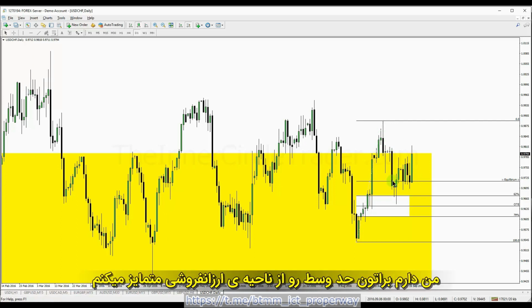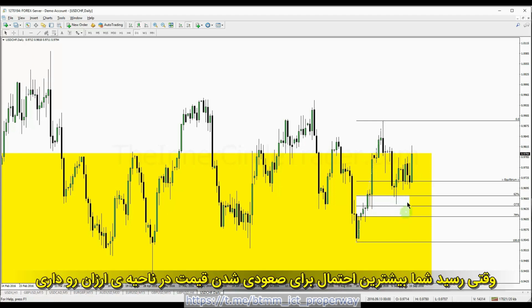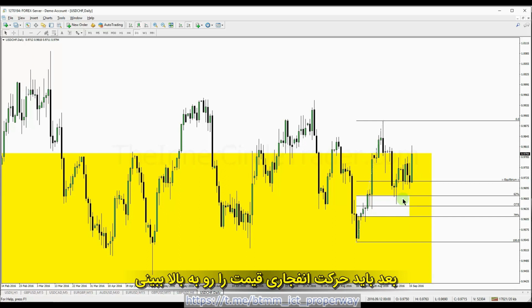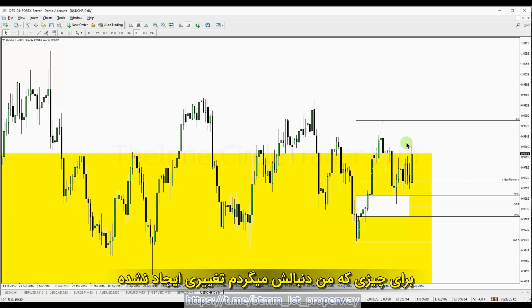But I'm stressing the difference between equilibrium versus discount is you want it to now go below equilibrium into 62% minimum down into 79% retracement. When it does that, that's when you have the highest probable degree of bullishness while the market's in a discount. Then you should see explosive price action to the upside. If you're using a daily chart, you'll be able to use this as a day trader, as a short-term trader, a position trader, a swing trader.